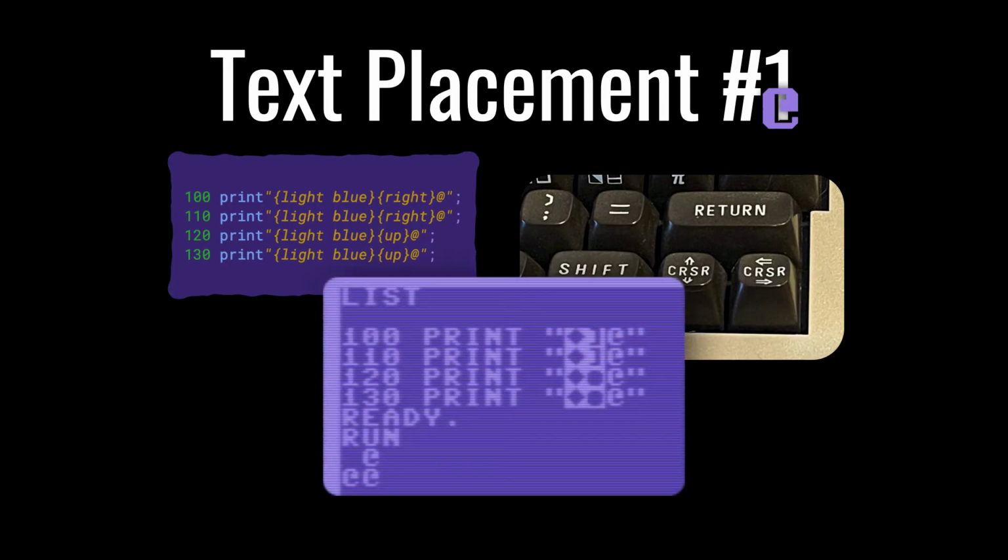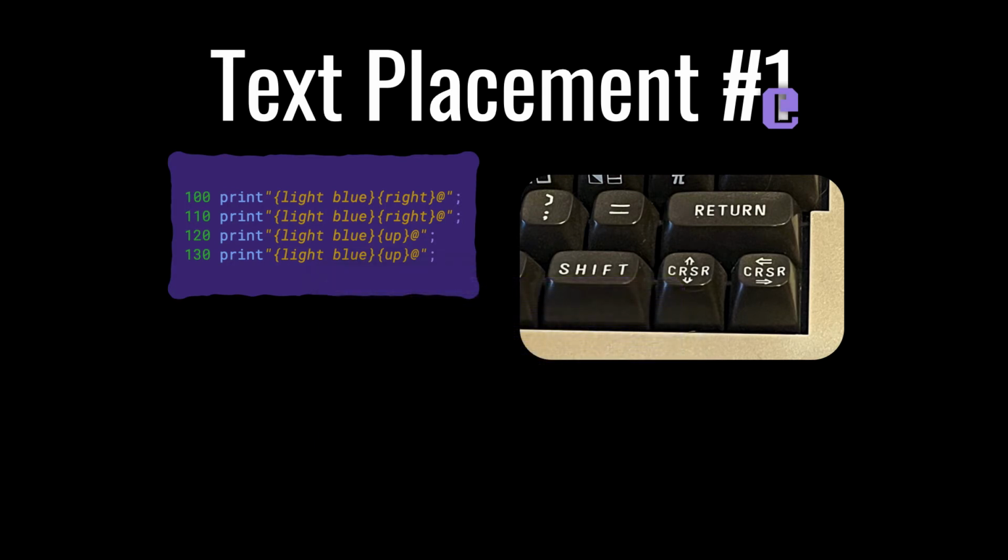So if you look at this example, we set the color to light blue, and then we move the cursor right, and then we display the at symbol. And we do that twice, and then we move up twice again. That's a really clumsy way of approaching character display. It's not very fast, but it does make sense, and it's easy to do.